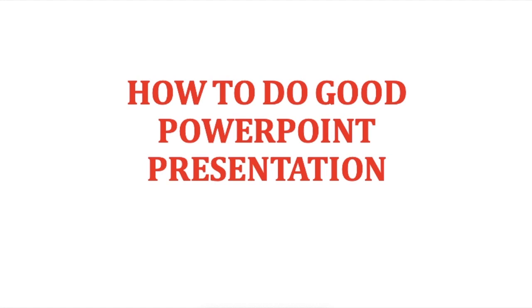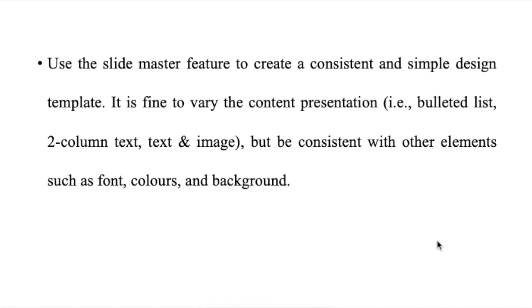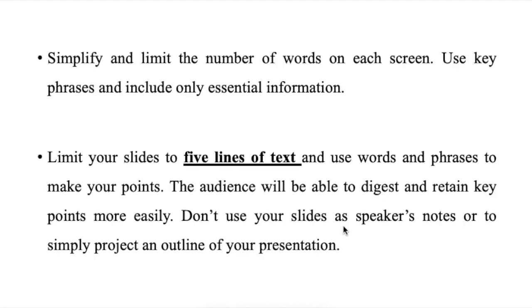In today's video, we will talk about a few simple rules about how to do a good PowerPoint presentation. First of all, we'll start with general rules. Use a slide master feature to create a consistent and simple design template. Of course, it is fine to vary the content presentation, for example, bullet list, two-column text and image, but be consistent with other elements such as font, color, and background. That means you can do a mix of these things, but the three most important things that should be the same all over your slides are the font, color, and the background. We will talk about each one later.